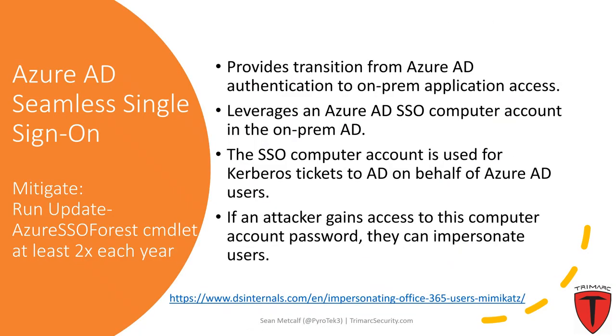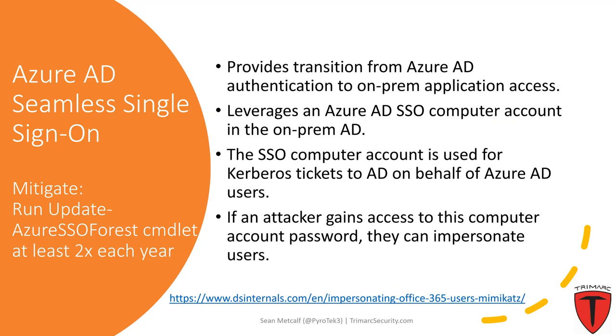But there's another thing called Azure AD Seamless Single Sign-On. And Michael over at DS Eternal published a post a couple of years ago where there's potentially an issue with this. Azure AD Seamless Single Sign-On provides this transition from Azure AD authentication to on-prem application access. So it effectively converts this Azure AD auth into a Kerberos ticket. And so that way you can connect into the on-prem environment and still access applications. This leverages a specific and unique Azure AD SSO computer account in the on-prem AD, and it's used, again, to get these tickets in AD on behalf of the Azure AD users. But if an attacker gains access to the computer account password, they can impersonate the users. So this is kind of like a mini KRBTGT.